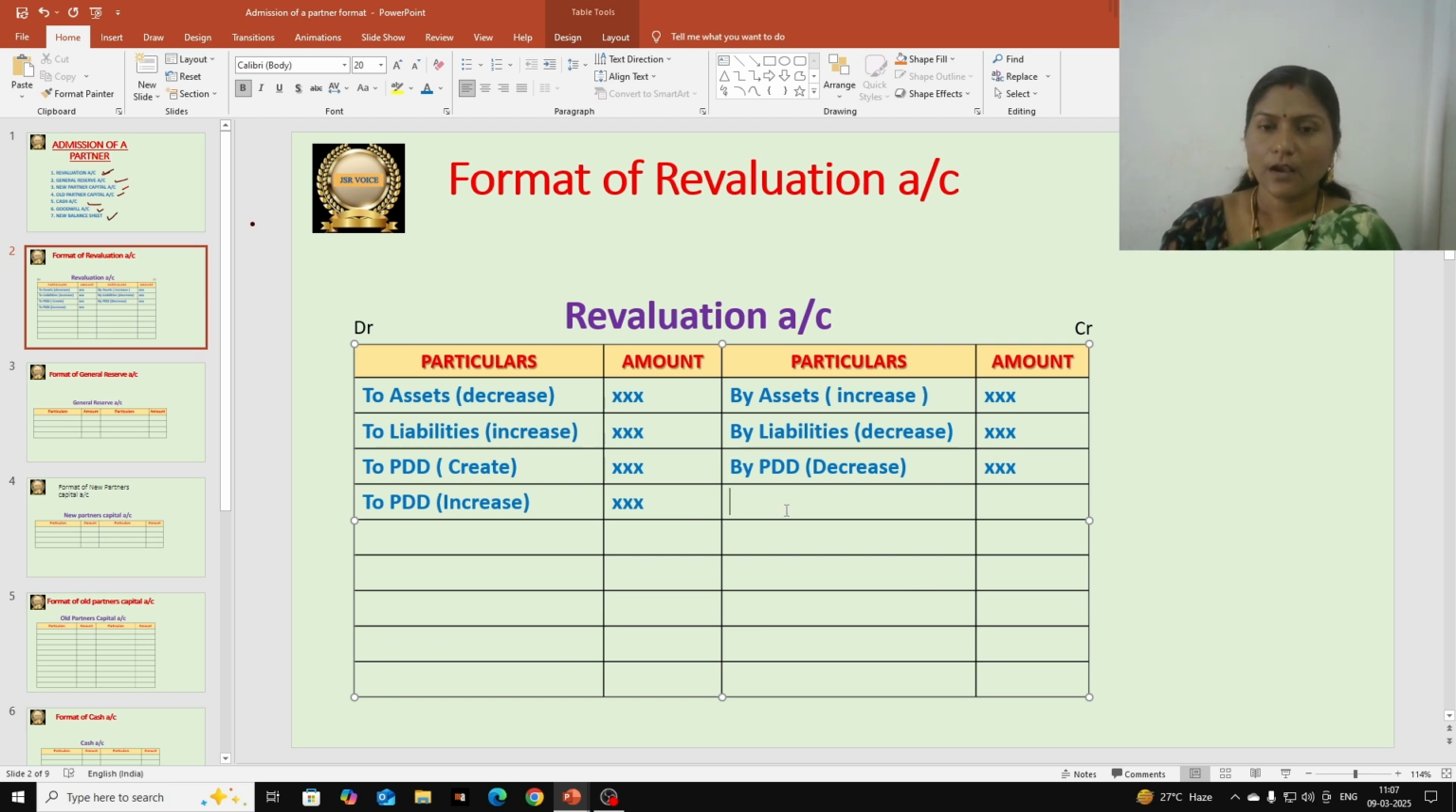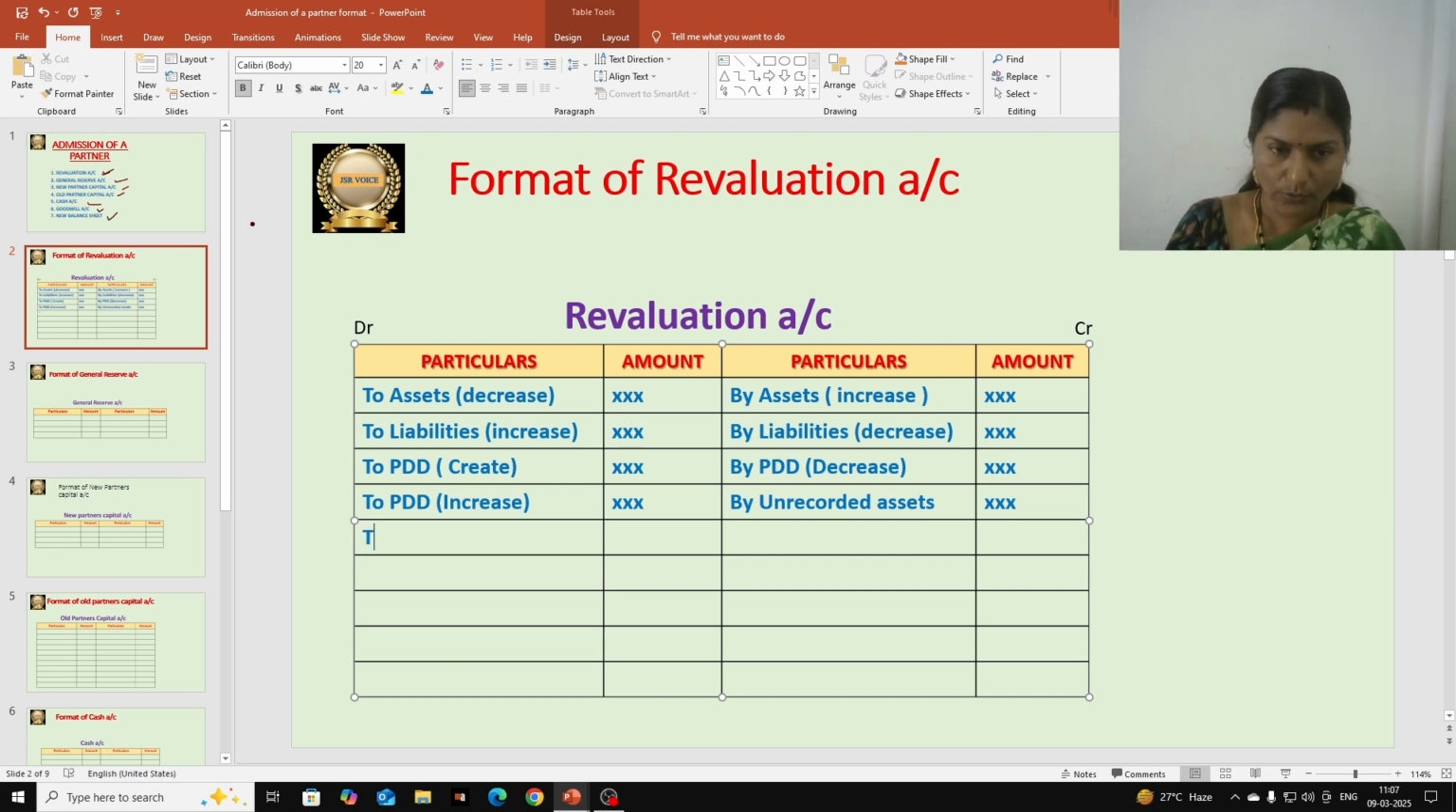Next, if any unrecorded assets are there, unrecorded assets means some assets already exist but they forgot to write them in the previous balance sheet. Now we have to write them whenever a new partner is going to be admitted. If you find those unrecorded assets, we should always write them on the credit side only, with the amount in the amount column, whatever they give in the question. If unrecorded assets go on the credit side, unrecorded liabilities we will show on the debit side.